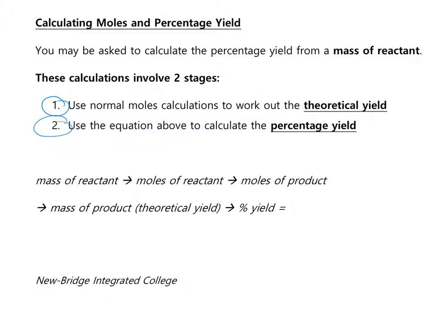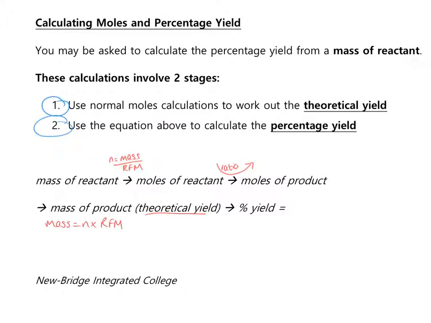How do we convert to moles of reactant? Well, we use the equation n equals mass over RFM. We bring that over to our moles of product in our equation. How do we do that? Well, that's just simply going to be our balancing number ratio. Once we've got our number of moles of product, we can convert back to the mass of product. We do that by using the equation mass equals n times RFM. That gives us our theoretical yield.